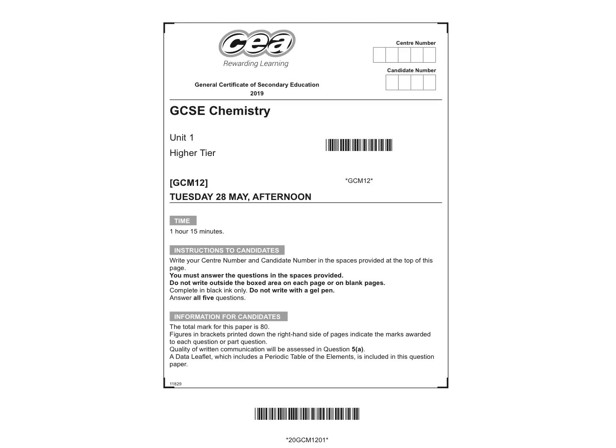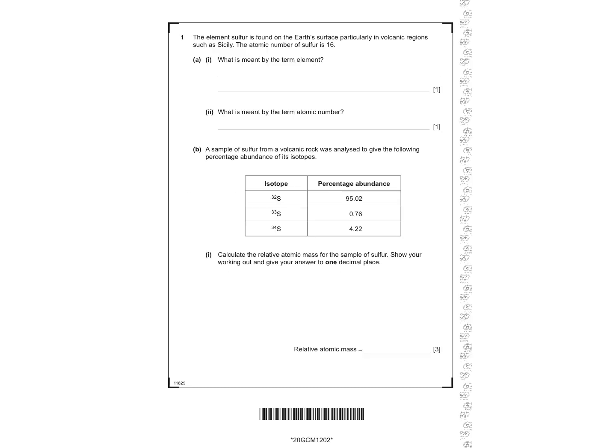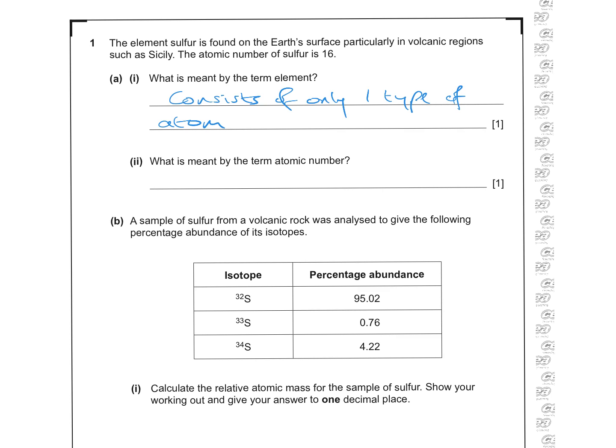This is a walkthrough of the 2019 Chemistry Paper 1 Higher Tier. So question 1, what is meant by the term element? Well, just a simple definition is that it consists of only one type of atom. Make sure you don't say consists of only one atom. It needs to be one type of atom. You could also say that it cannot be broken down into anything simpler by chemical means.